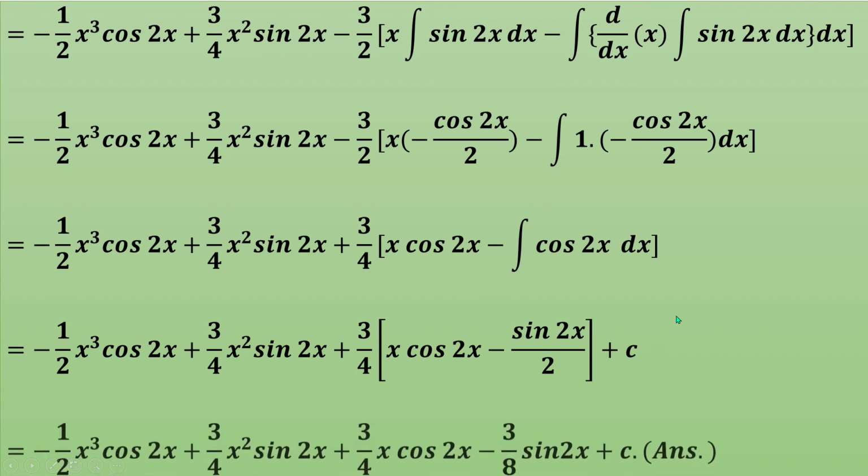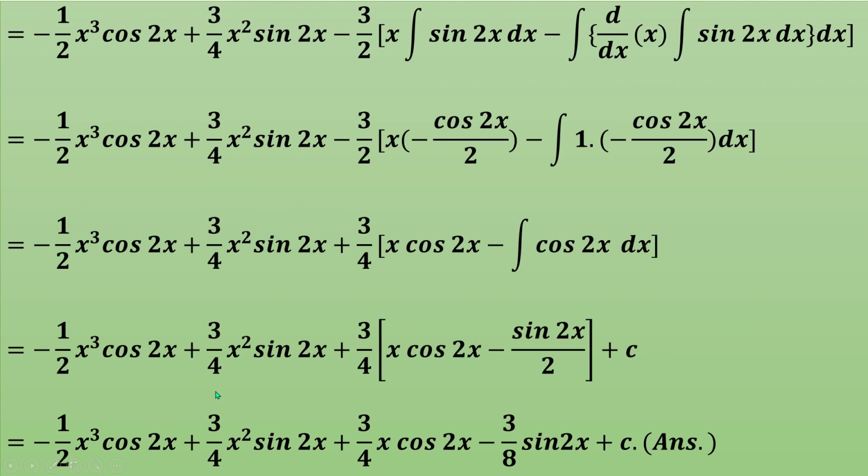Okay, now this part fixed, and here will be 3 by 4 x cos 2x minus 3 by 8 sine 2x plus c. This is the required answer. Clear everyone? Okay, now follow the next number.